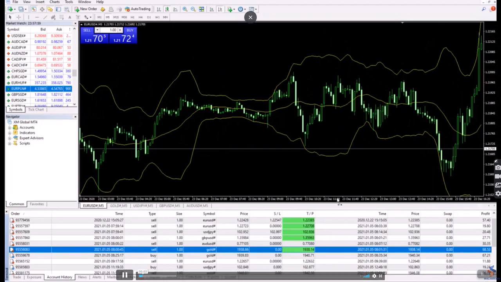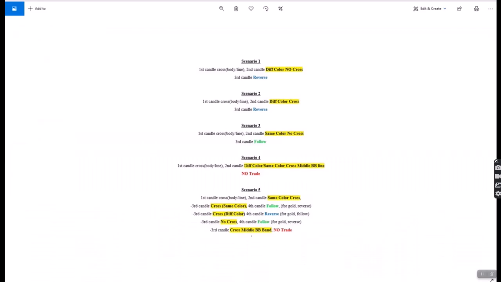Alright, we have come to lecture 4. So in lecture 4, scenario 4. In scenario 4, it's a very straightforward scenario. It means that the first candle that crosses the upper line or the bottom line, the second candle, if the candle touches the middle line, be it the same color, the different color, it crosses or touches, as long as the second candle touches or crosses the middle Bollinger Band line, don't trade.